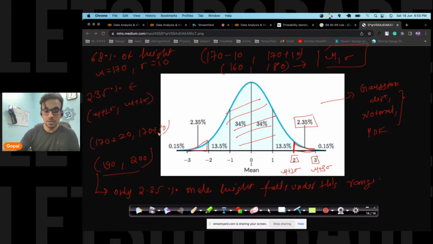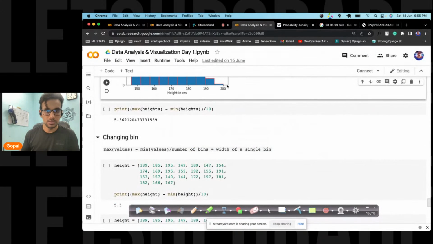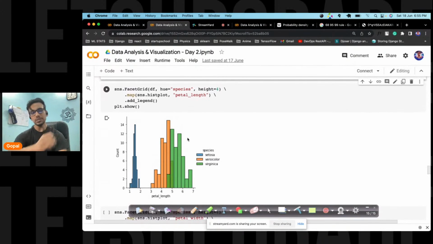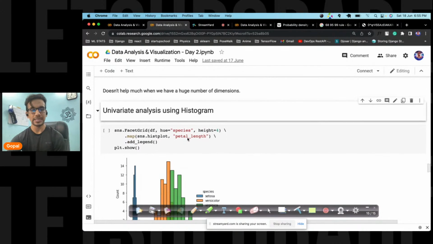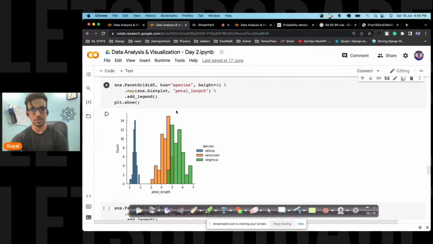Okay, all right. So moving back to our day two notebook. What you are seeing here right now is the univariate analysis using histogram. I just explained what exactly a histogram is all about: it's a distribution for certain intervals, showing you the frequency of each interval. Right now what we have here is this FacetGrid, this is your data frame, and hue is equal to species, with sns.histplot.